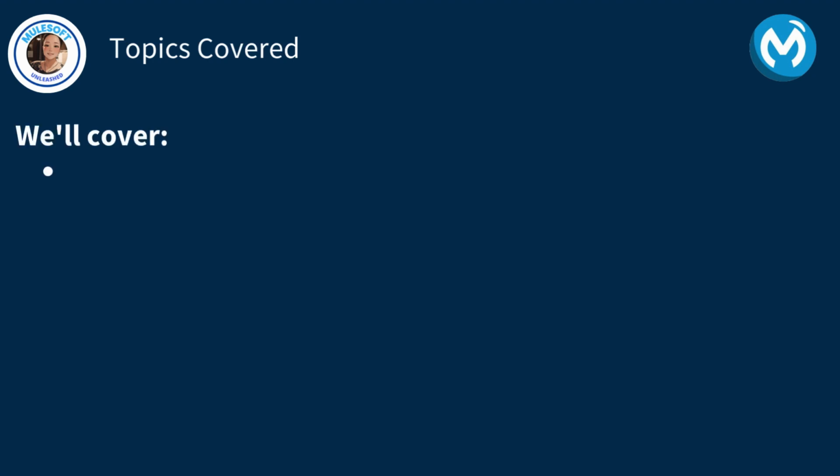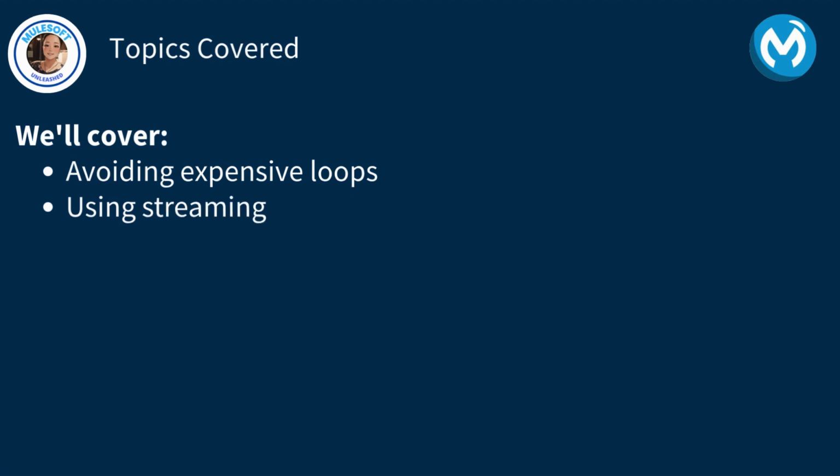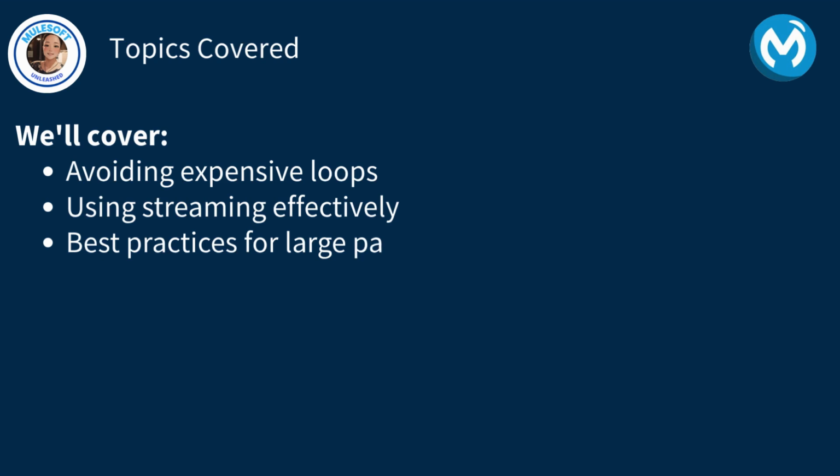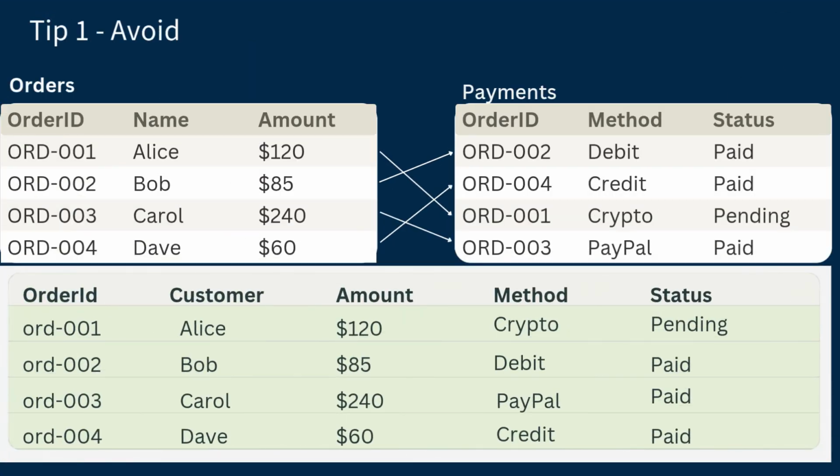We'll cover how to avoid expensive nested loops that can slow down your transformations, when and how to use streaming to efficiently process large files, best practices for handling large payloads while keeping memory usage under control, and several additional optimization techniques, including choosing the right DataWeave functions and reducing unnecessary data traversals. By the end of this video, you'll have practical techniques that you can immediately apply to build faster, more efficient, and production-ready DataWeave transformations. So, let's get started.